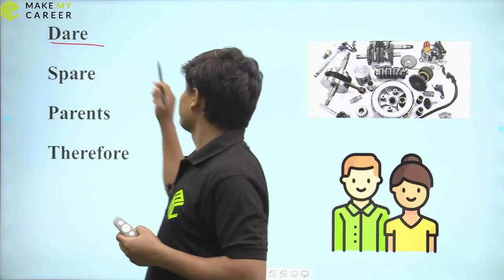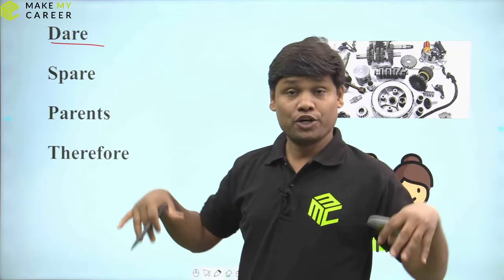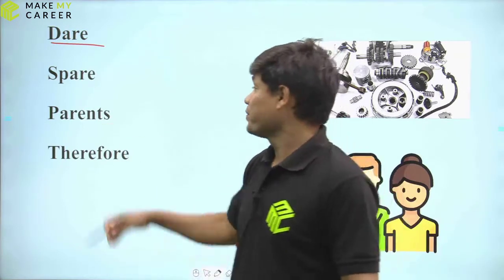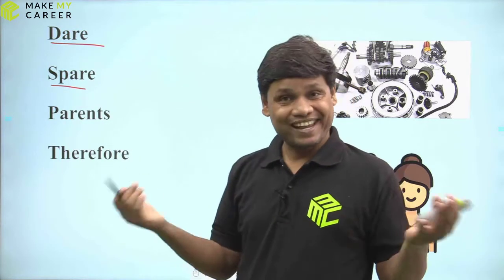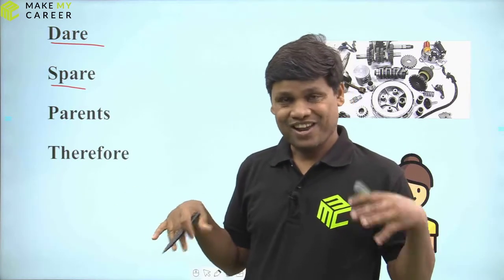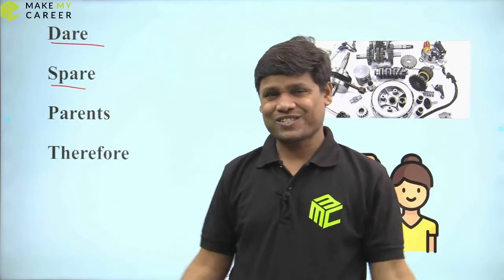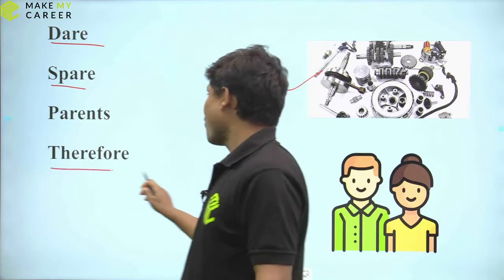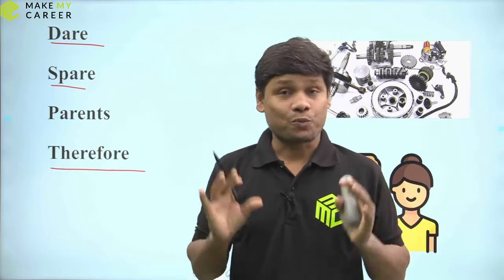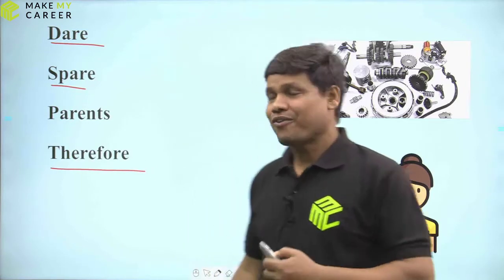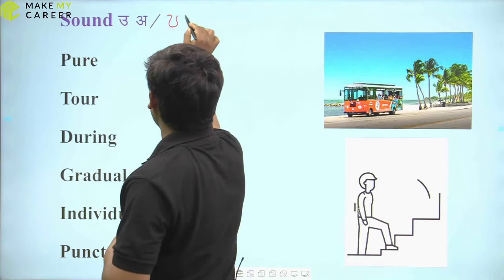Now, dare. How dare you to say this? Don't dare to fight with tiger. Spare. There are many spare parts. Okay? Parents. Your parents, my parents, everyone's parents. Therefore, I'm trying to suggest to you to practice more, try to speak more, right? All right, guys, this is sound oo and o.